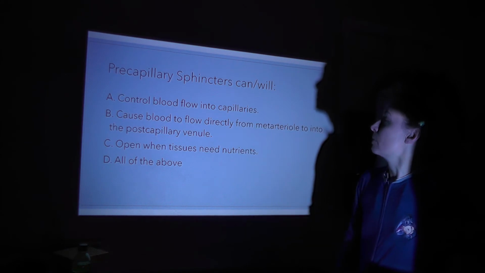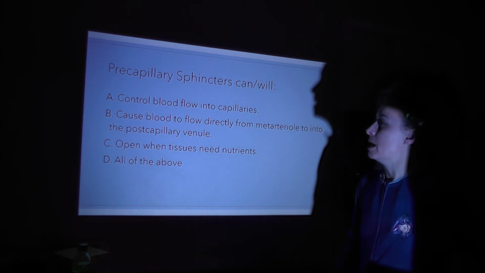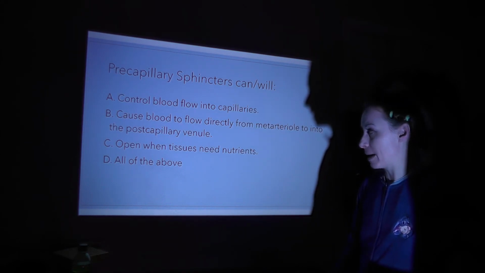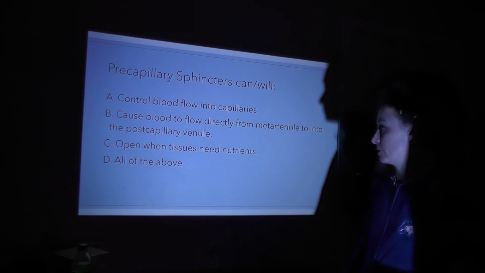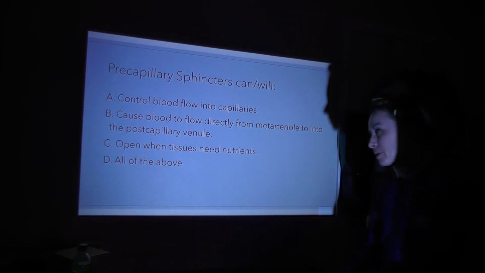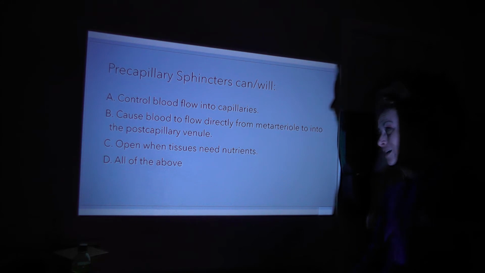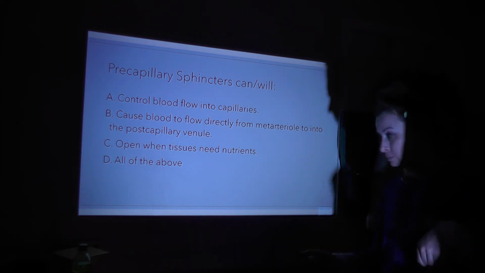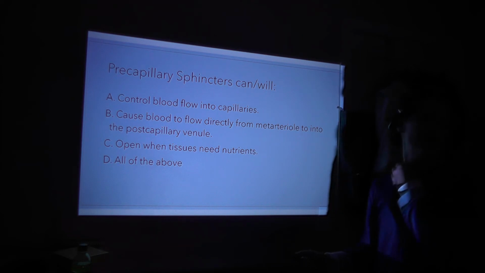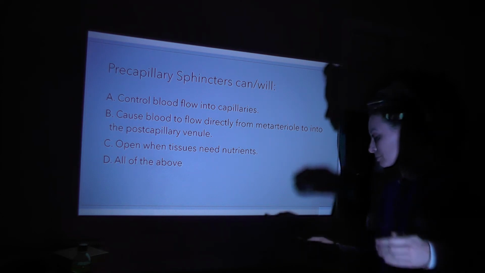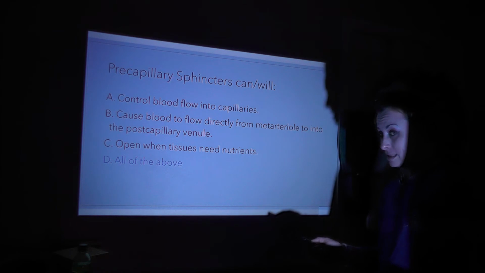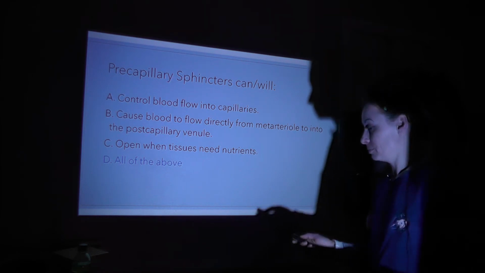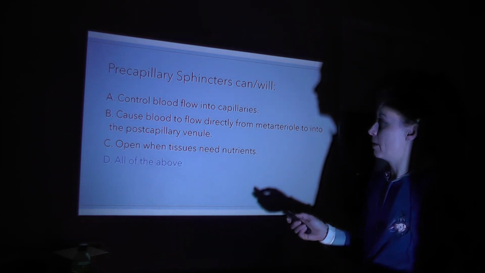Okay. Precapillary sphincters can or will: A, control blood flow into the capillaries; B, cause blood to flow directly from the meta-arterial into the postcapillary venule; C, open when tissues need nutrients; D, all of the above. The answer is D, all of the above. Okay, and why is this?